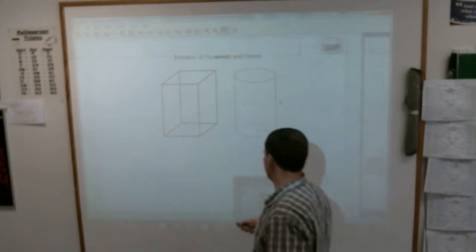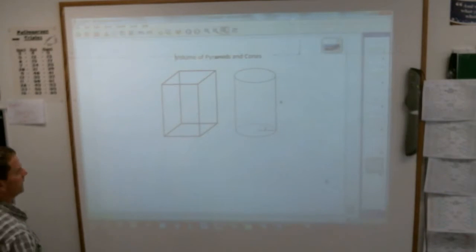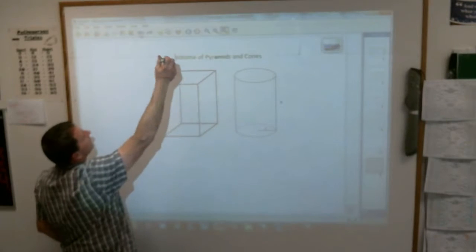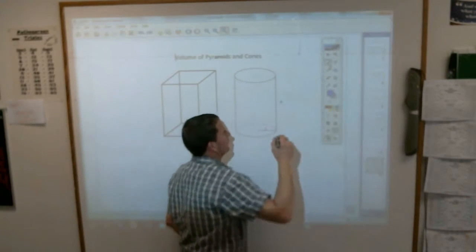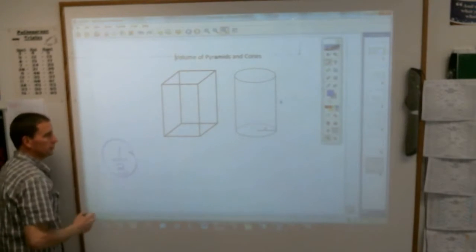The key word, or the key fraction, of the day is the fraction, oops, sorry, what is the fraction? 1/3. Remember that, because that comes in huge.